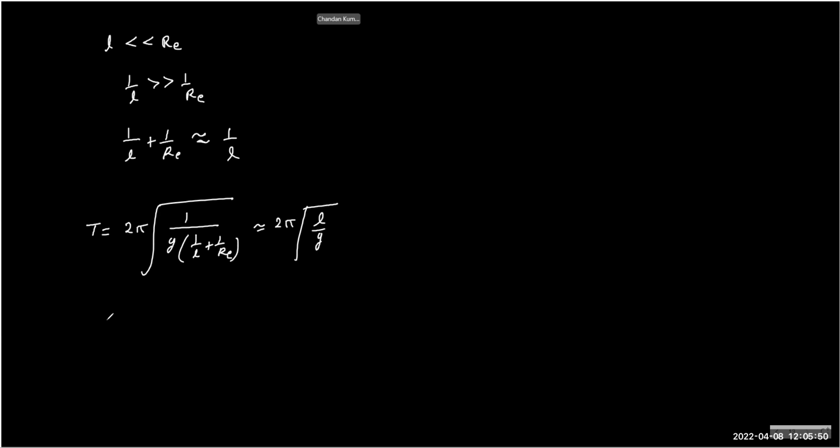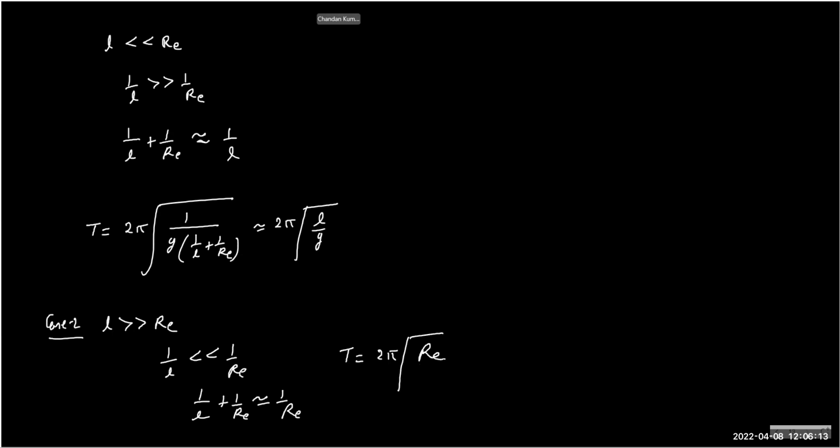So what happens if L becomes much bigger than the Earth radius? If the length of the pendulum exceeds the Earth radius by a large value, 1 by L becomes very small compared to 1 by R_E, and therefore the sum is as good as 1 by R_E, and that is where the time period becomes 2 pi under root R_E by g.